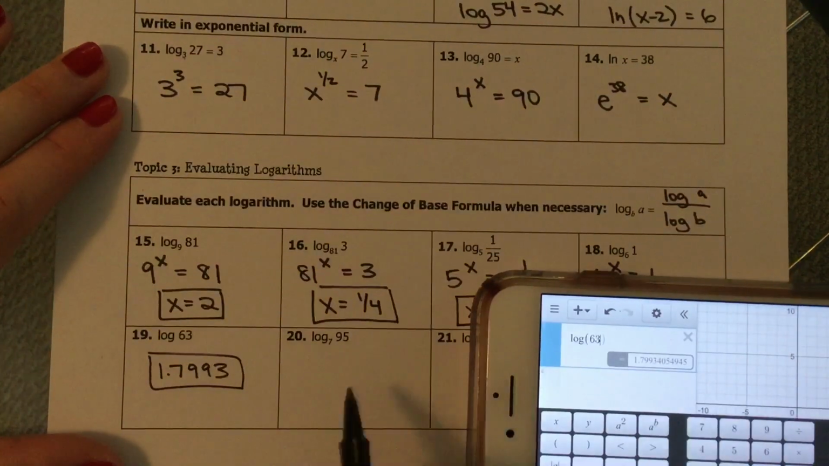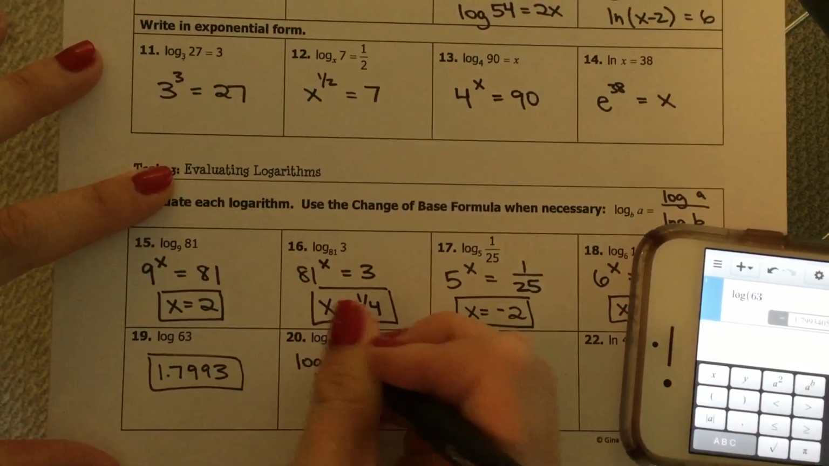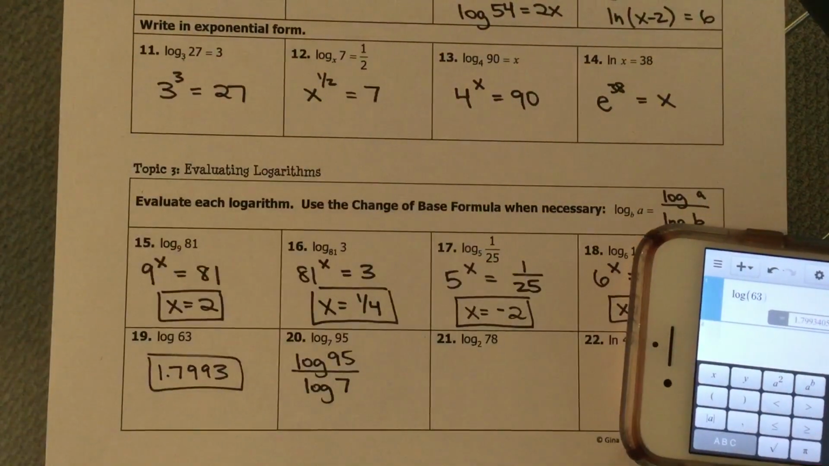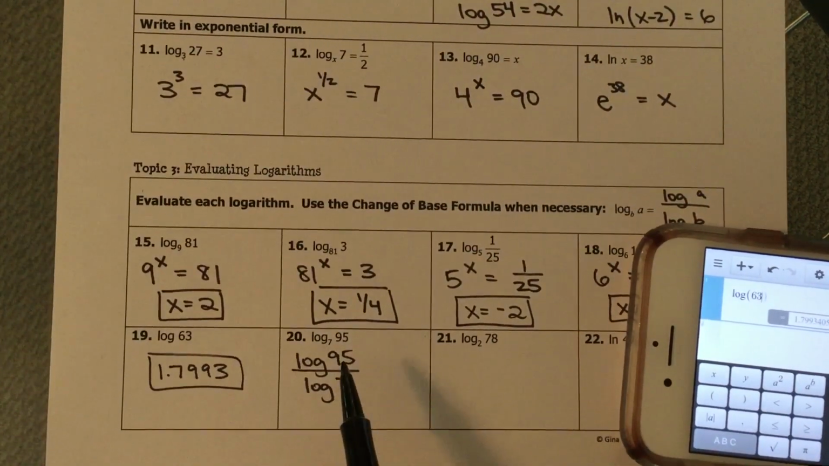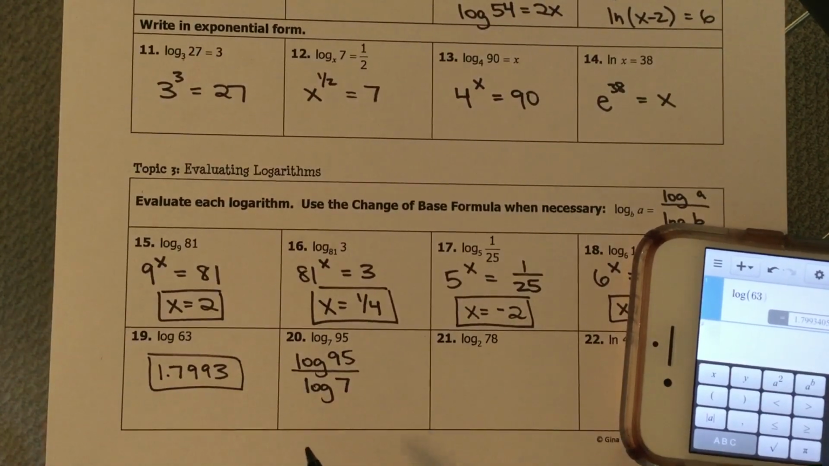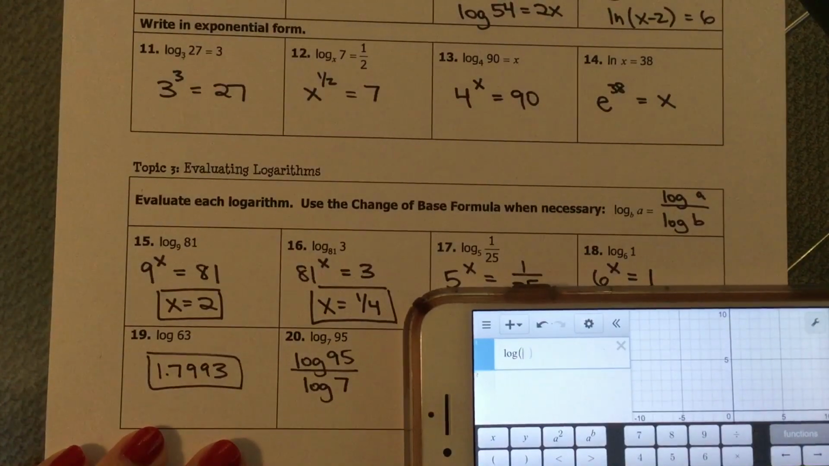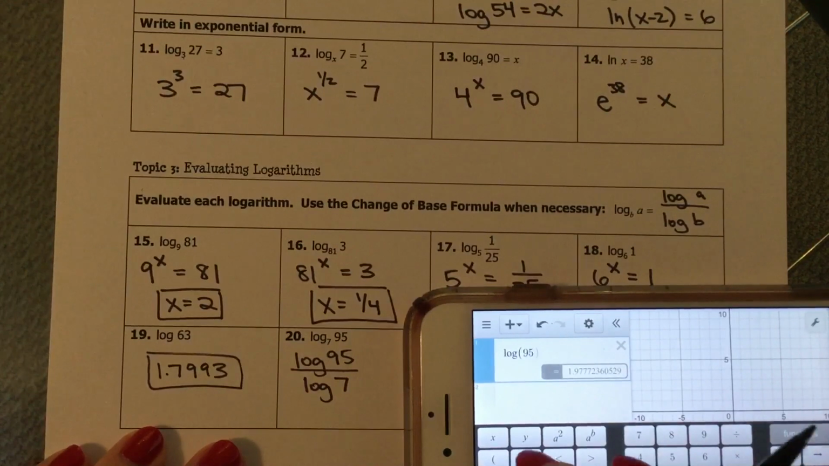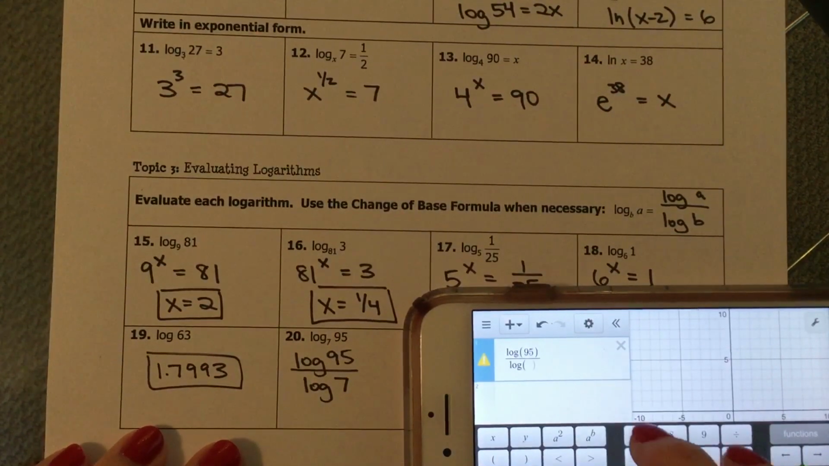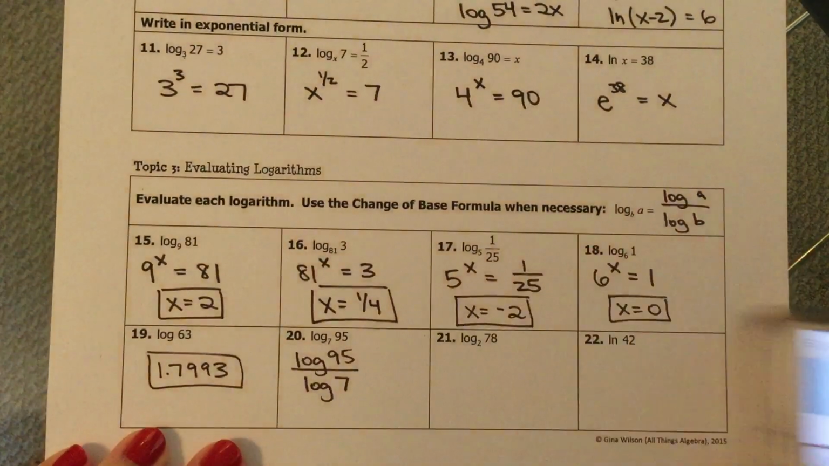Okay, next one, log base 7 of 95. So our common log of 95 over the common log of 7. I'll mention this again. I've mentioned it before. Even if you have a fancier calculator that can do different log bases, I still want you to know this formula because you should be able to find it no matter what calculator you're using. So let's do this. We're going to do common log of 95 divided by the common log of 7. All right, so to 4 decimal places it's 2.3402.